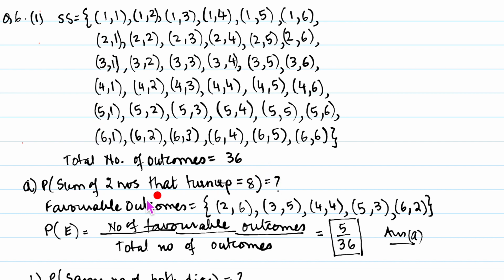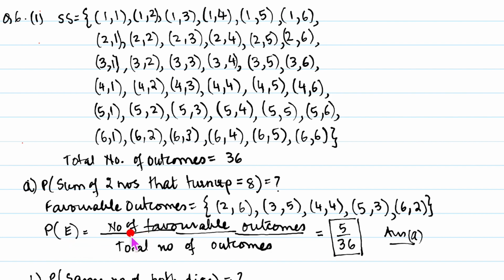That will be 36. Now our A part asked us the probability of the sum of two numbers that turn up equal to 8, which means if the first die shows 2, then the second die should be 6, so that the sum will be 8. So we can have 3,5, the sum is 8; 4,4, you will have the sum as 8; 5,3, so we reverse these; and 6,2, and that's how you'll get sum 8. So totally we have 5 outcomes. They are the favorable outcomes.